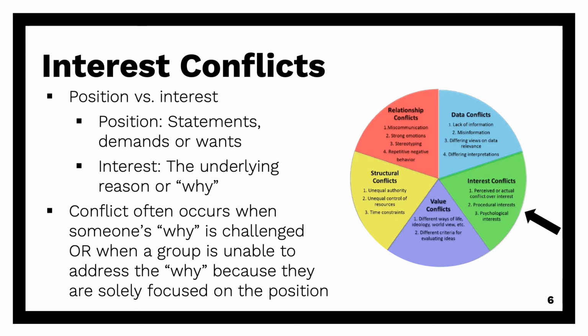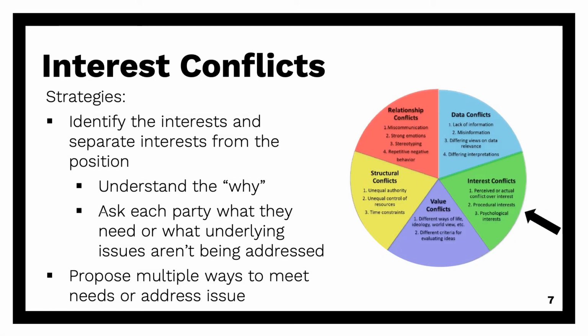Positions typically articulate what a person thinks the outcome of a situation should be, but they don't address the underlying reasoning or feelings as to why the person is set on a certain outcome. The underlying feeling or reasoning would be the interest. We can think of an interest as the underlying why. It is often based on experience or a need that isn't being met. In interest conflicts, conflict often occurs because someone's why is challenged, or the group is unable to address the why because they're focusing on the position instead of the interest.